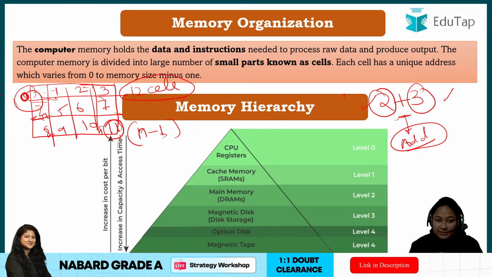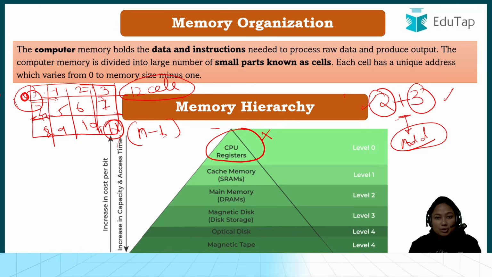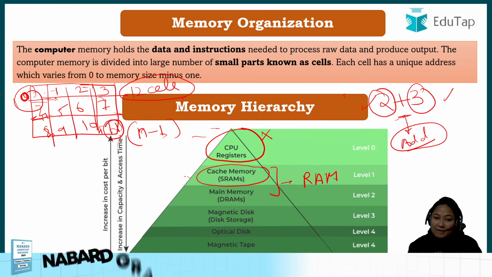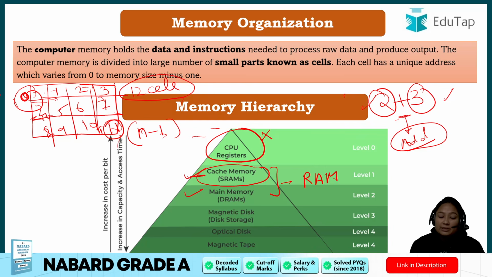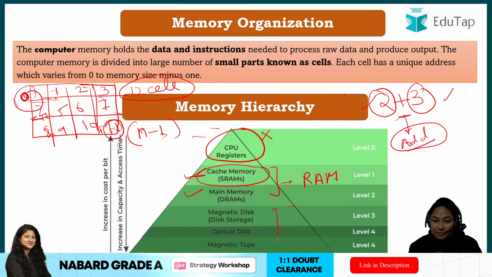Now how many types of memory do we have? We first have the register. Register is not part of memory organization, it's not part of primary or secondary memory, it's actually part of the CPU. Then we have RAM. In RAM we have SRAM and DRAM. SRAM forms cache memory and DRAM forms main memory. Then we have secondary memory.